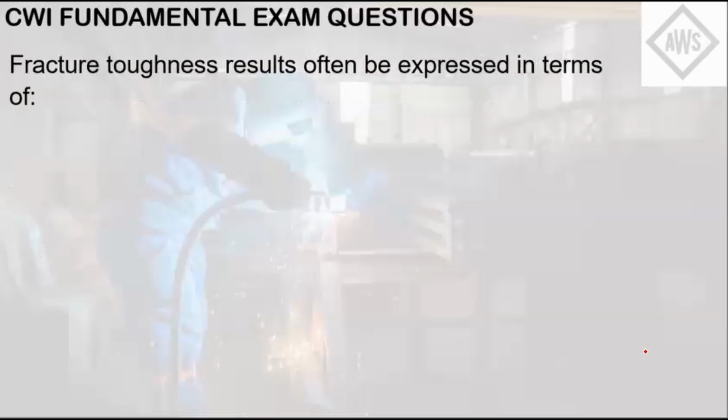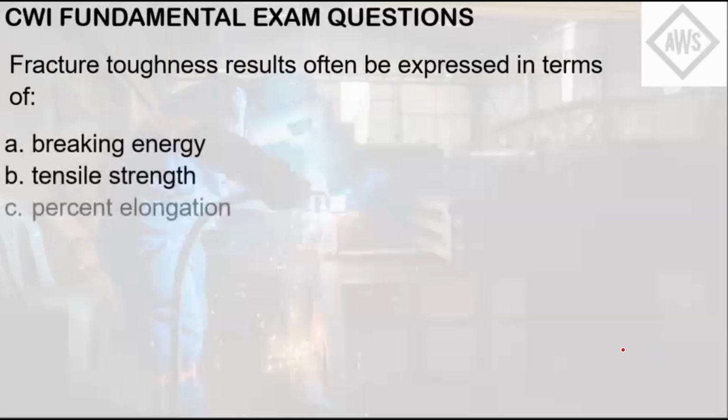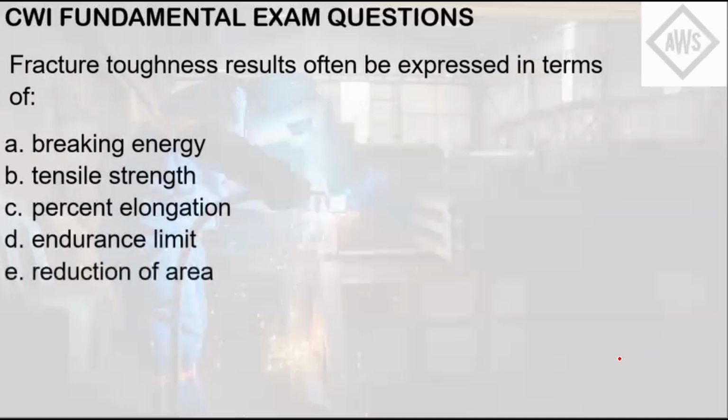Fracture toughness results are often expressed in terms of letter A, breaking energy, letter B, tensile strength, letter C, percent elongation, letter D, endurance limit, letter E, reduction of area.